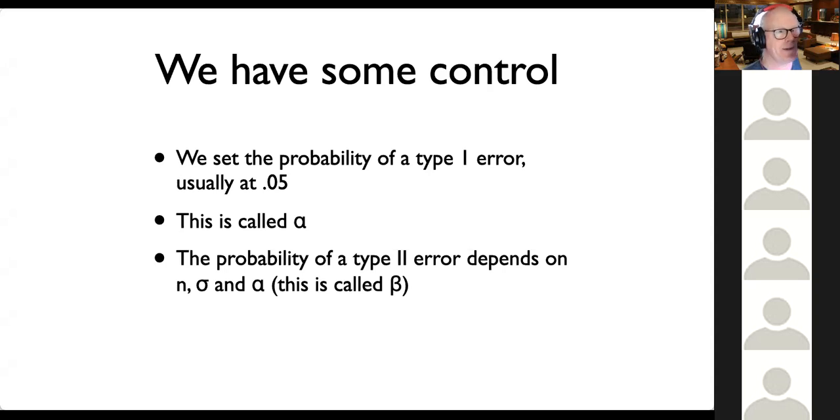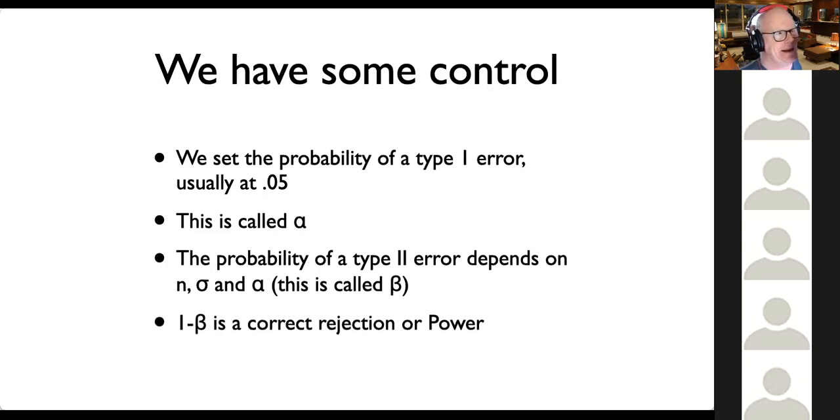But the probability of a type 2 error depends on a few things. It depends on the number of observations, that's n. It depends on the standard deviation or variance, whatever, of the distribution. And it depends on alpha, right? And this is called beta. It's the probability of a type 2 error, and that's a false negative. This is a probability of a false positive, I'm sorry, that's alpha. A false negative is beta. Okay, so we have some control here.